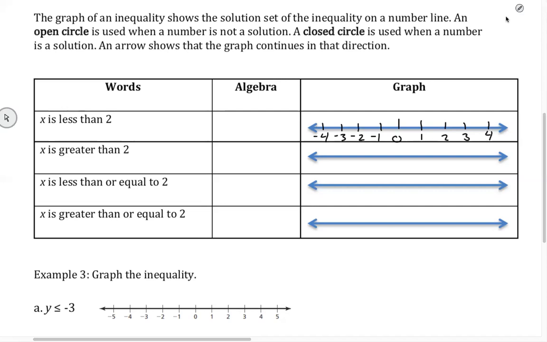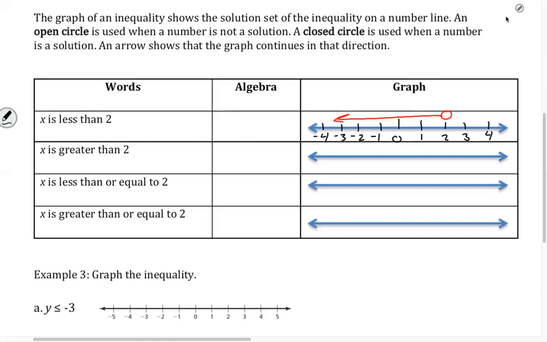All right, now, for the graphing part. It's an open circle, so I'm going to have an open circle at 2. And now I need to figure out which way to shade. I'm going to shade towards 1, because 1 is less than 2. Is that okay? So I draw my arrow. Have you guys seen this before? Good.